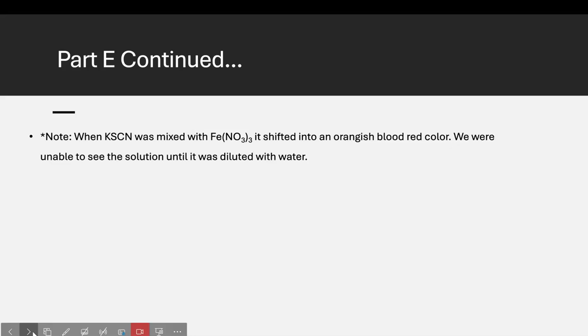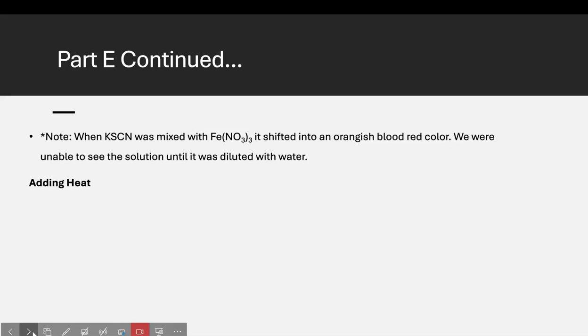A continuation of part E. One thing to note is that when the KSCN was mixed with the Fe(NO3)3, it changed into an orangish red blood color, which is what we've already established. And we were unable to see through the solution until it was diluted with water. Noted there. The second aspect of this experiment was adding heat. When heat was added to the solution, it turned an even darker red, virtually black, and it was a little bit cloudy, so it was even harder to see through than previously stated.